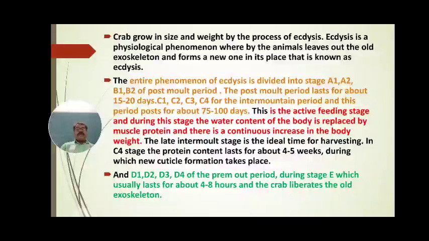And D1, D2, D3 and D4 form the pre-molt period, followed by stage E, which usually lasts for about 4 to 8 hours, and the crab liberates the old exoskeleton, the old skin.